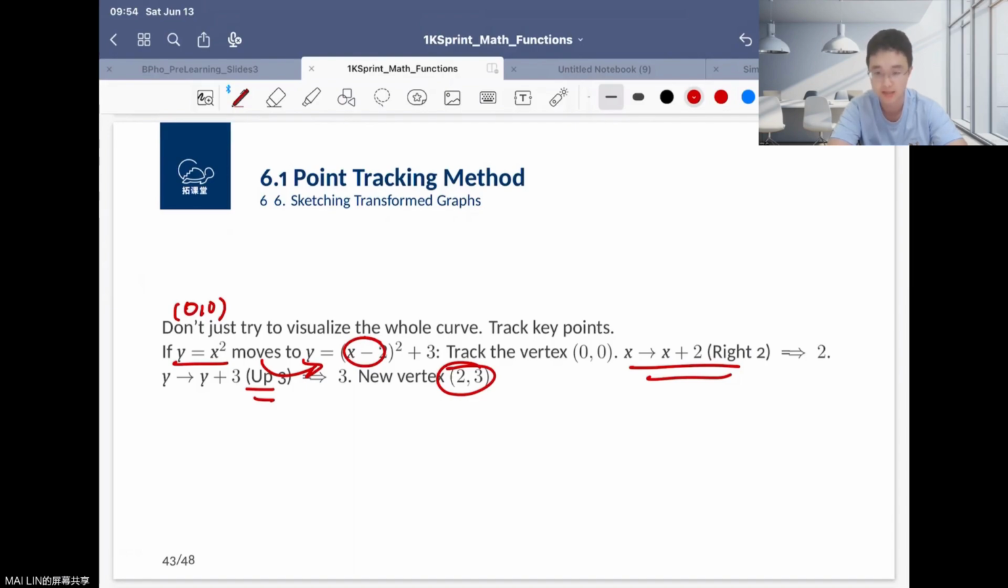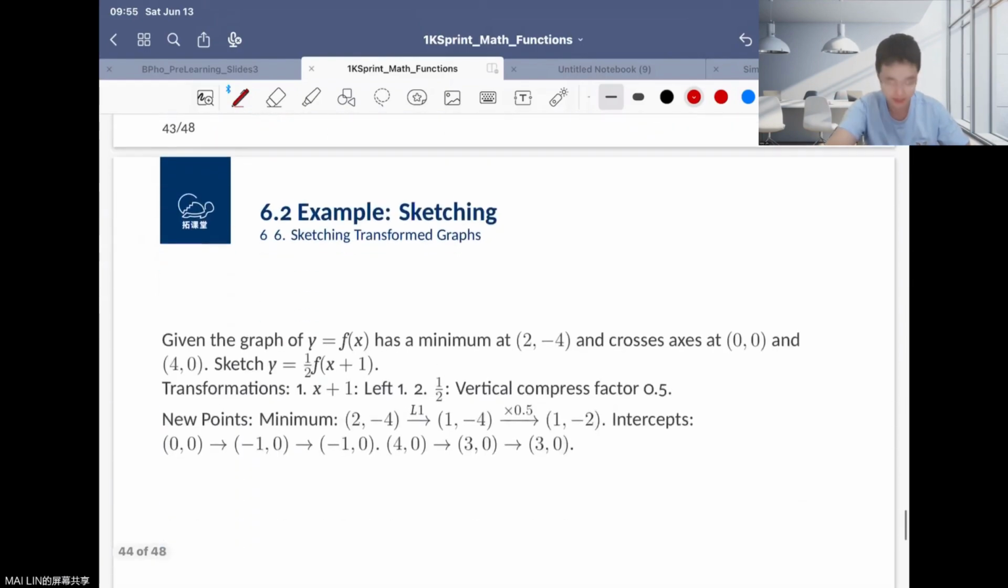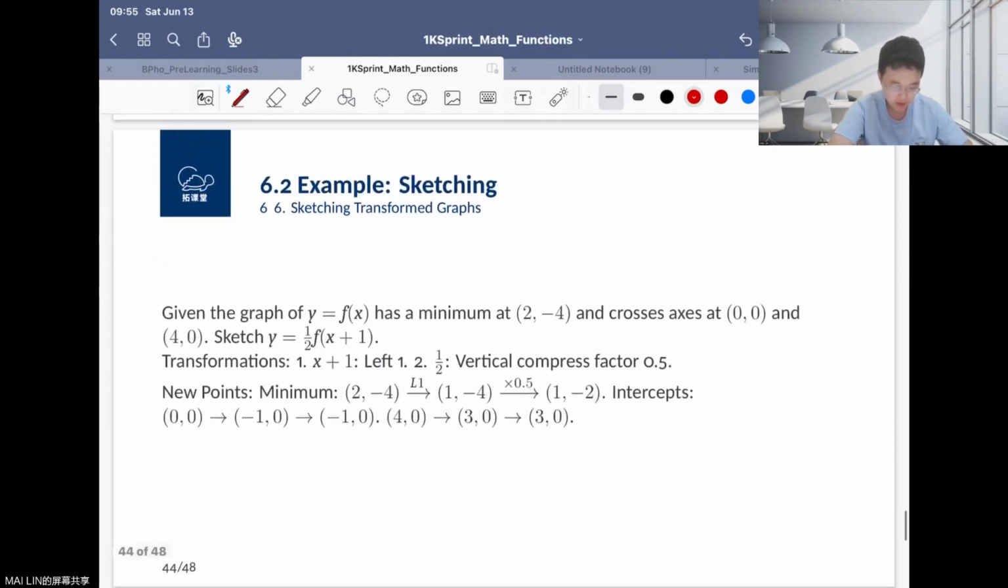That is it. So I hope you can understand how to do all of this, just using a very simple point to track it, okay? So here, also, how to sketch the graph.